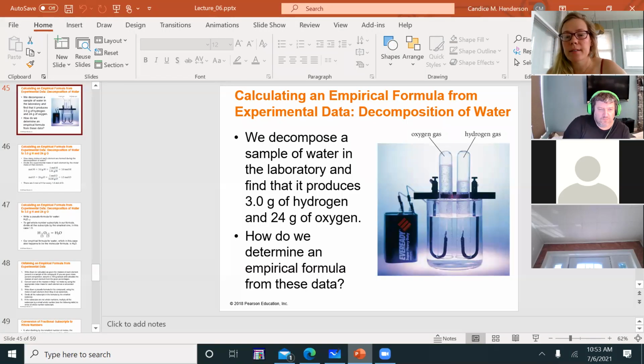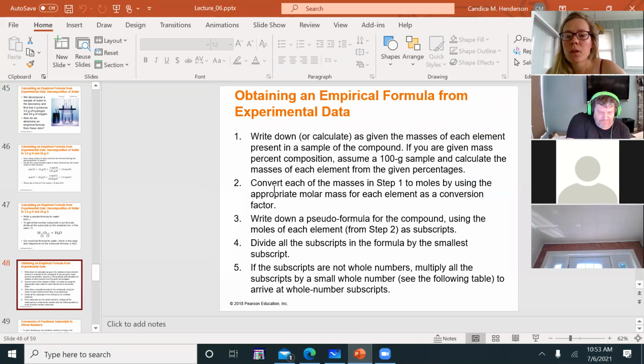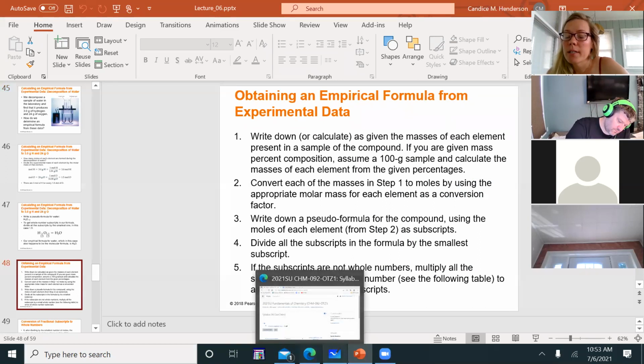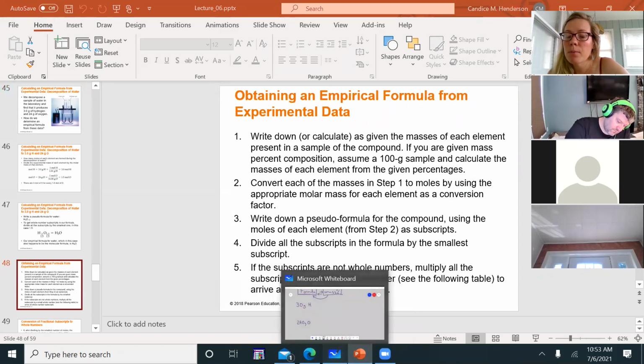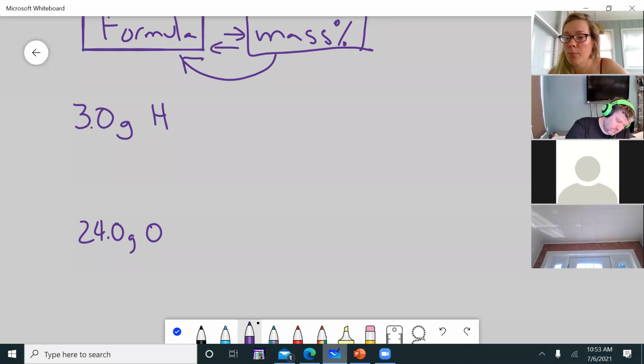So what do we do for the next step? Well, convert each mass from step 1 into moles using the specific molar mass for the element. Why do we have to do that? Well, remember, what is a chemical formula? A chemical formula is a molar relationship, right? It's moles of one thing in relationship to moles of another thing. It's not a mass relationship. So I need to get out of mass and get it into moles. So let's convert both of these values into their corresponding moles.